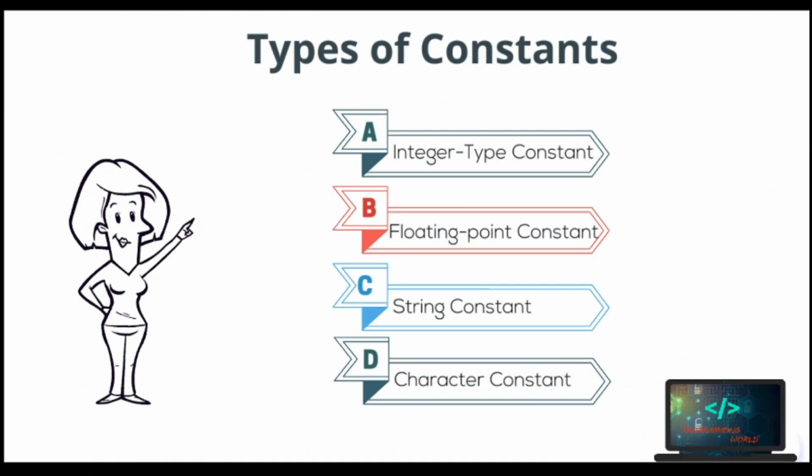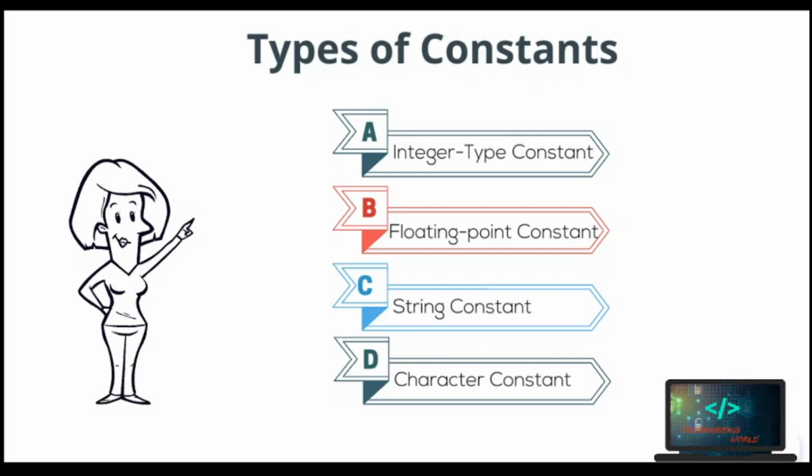Types of constants are: first one, integer type constant. Integer constants are constant data elements that have no fractional part or exponents. They always begin with a digit. You can specify integer constant in decimal, octal or hexadecimal form.